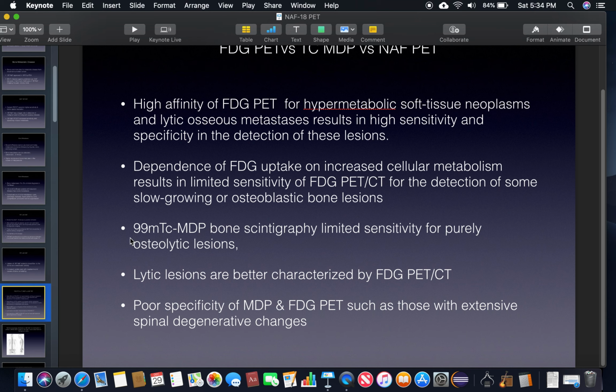Bone scintigraphy with MDP has limited sensitivity for purely osteolytic lesions. On the other hand, lytic lesions are better characterized by FDG PET. There is poor specificity of bone scan with MDP and FDG PET in cases of non-malignant processes such as spinal degenerative changes. So there are false positives both with bone scan and with FDG PET.